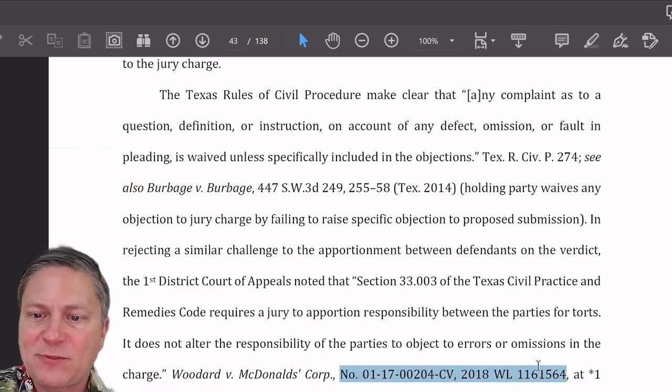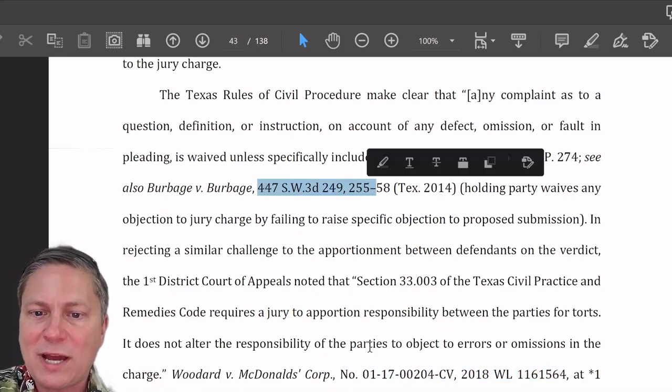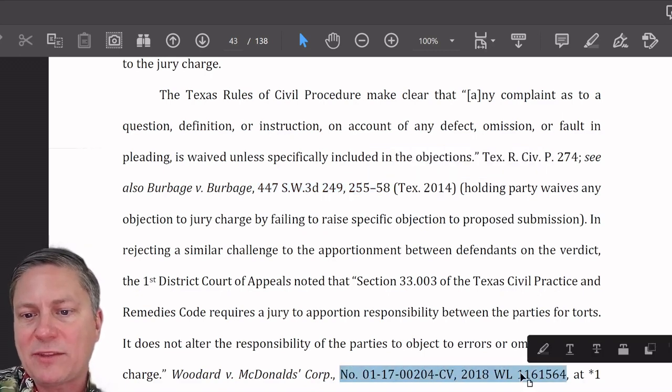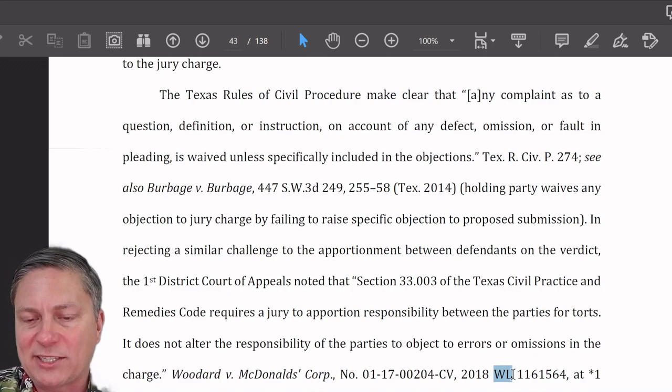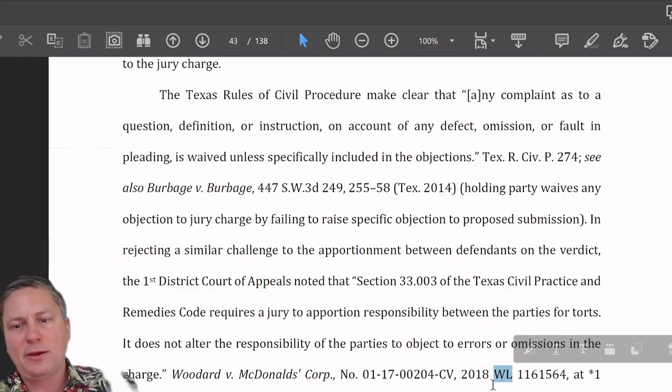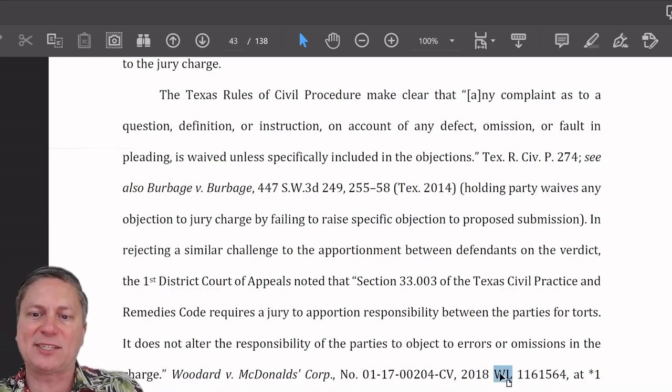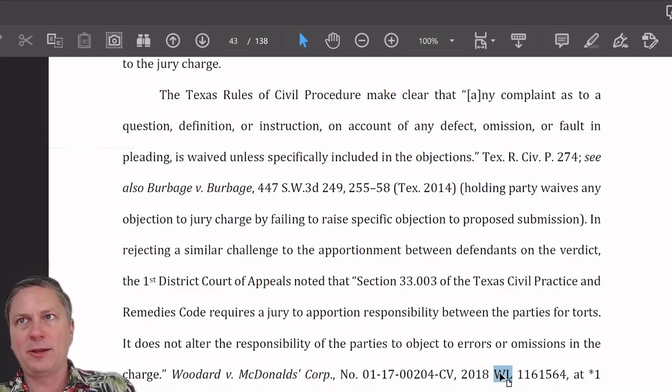You may notice this looks very different from this. Why is that? That is because as we've gone electronic, a lot of the cases, you'll see this WL. What is that telling you? There are two big electronic databases of legal opinions that lawyers use. There's Westlaw, which is what this stands for, and there's LexisNexis. Those are the modern replacement for these books.